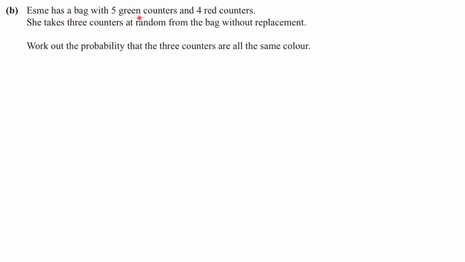Esme has a bag with 5 green counters and 4 red counters. She takes 3 counters at random from the bag without replacement. Work out the probability that the 3 counters are all the same color. You can make the tree diagram and do it, or if you understand that it's going to be the same colors, we can also do it without the diagram. So it has to be green, green, green, or it can be red, red, and red.